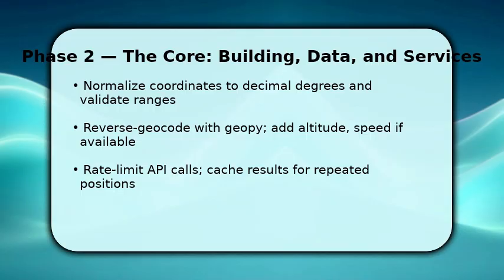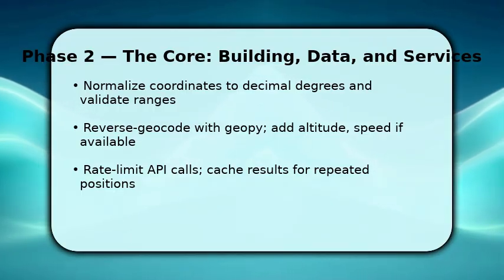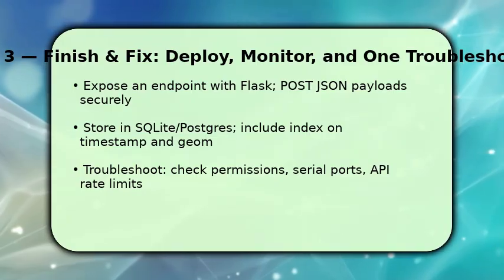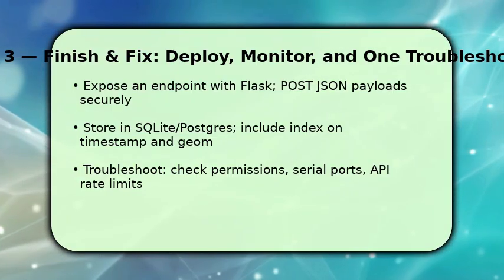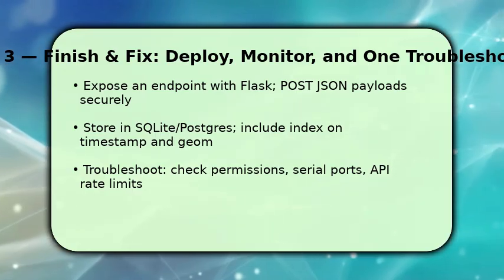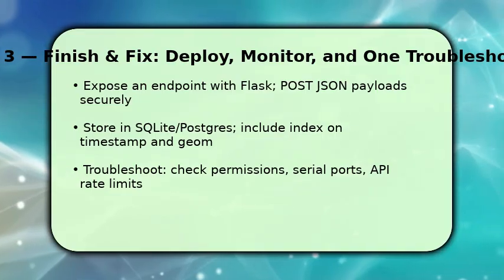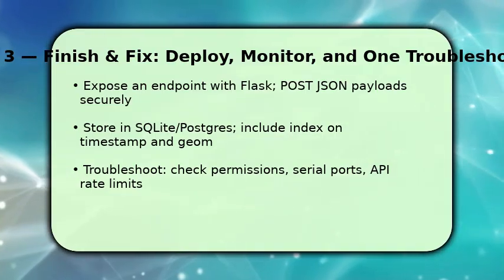To complete the pipeline, deliver coordinates to a storage or display layer. Create a Flask endpoint to receive JSON payloads, validate fields, and insert them into SQLite or Postgres with a timestamp and spatial index. Then build a simple map view or API to query history.